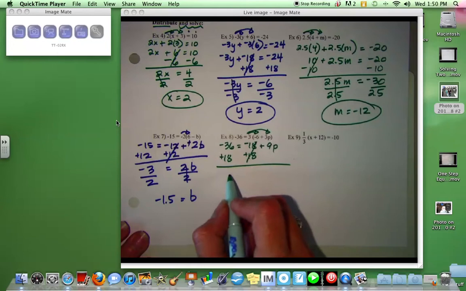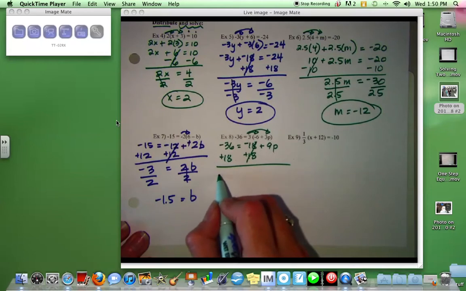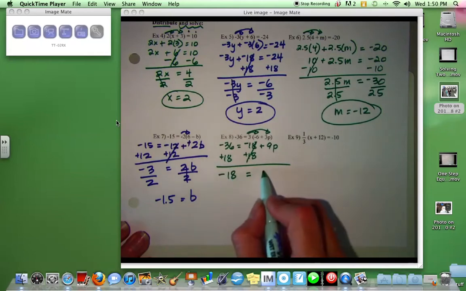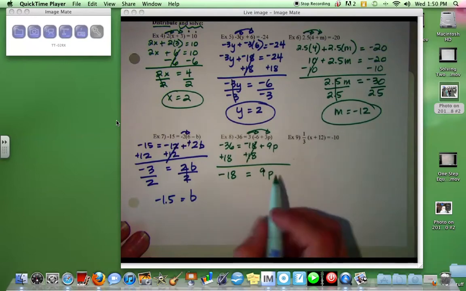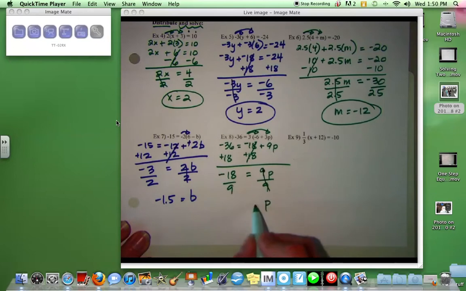What do we have on the left? Negative 18. Negative 18 equals 9p. What do we do to both sides? Divide by 9. So p equals negative 2. Negative 2.